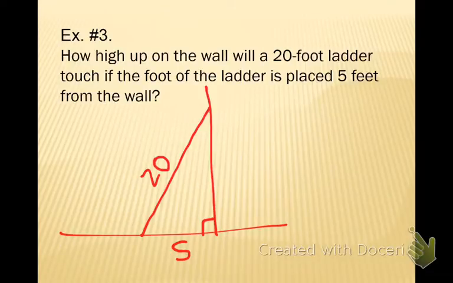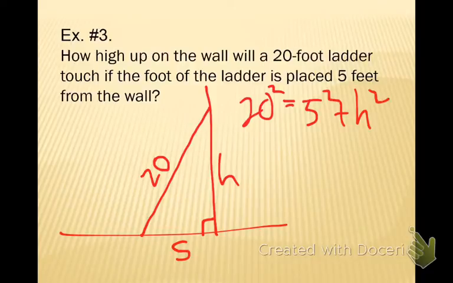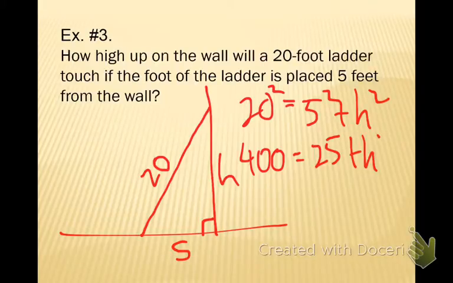How are we going to solve for the height of the wall? How high is it up the wall? Set up my equation. Go ahead. 20 squared equals 5 squared plus x squared. Right. So don't make the mistake of saying 5 squared plus 20 squared, because 20 is the hypotenuse. So like she said, we say 20 squared equals 5 squared plus h squared. So that's going to be 400 equals 25 plus h squared. So h squared equals 375, right?